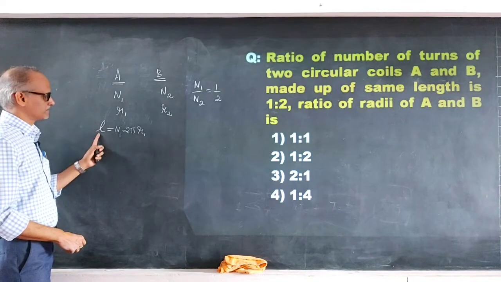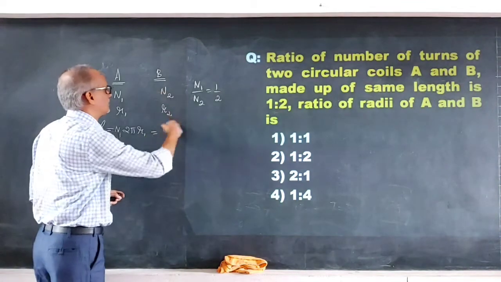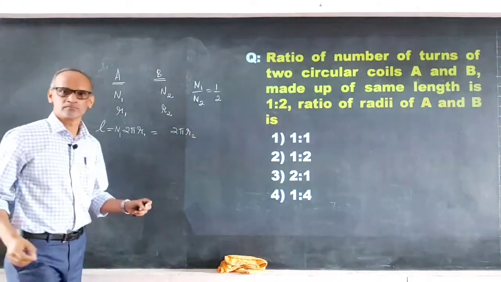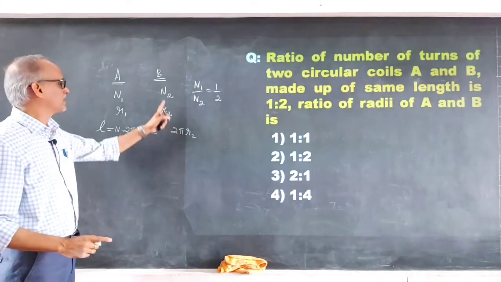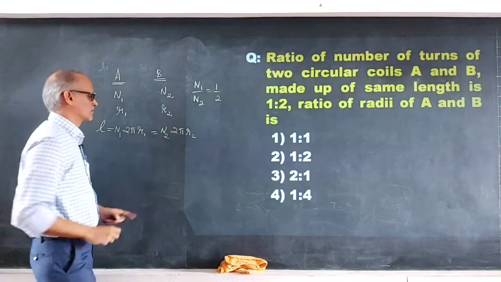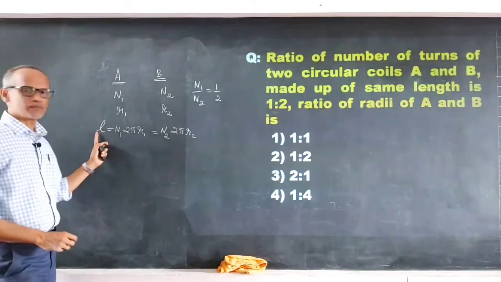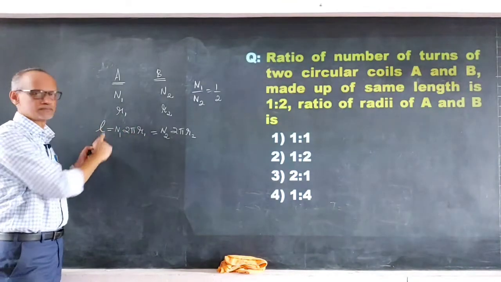Since the length is same, this is also equal to, what is the length of one turn of the second coil? It's 2 pi R2. Correct? Length of the second coil of one turn. But how many turns are there? N2 turns are there. So it's N2 into 2 pi R2. Why have we equated with L? Because both the coils are made up of same length.